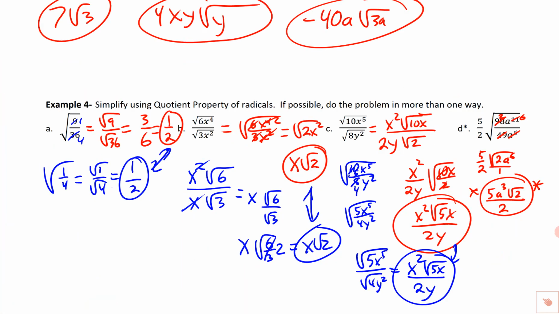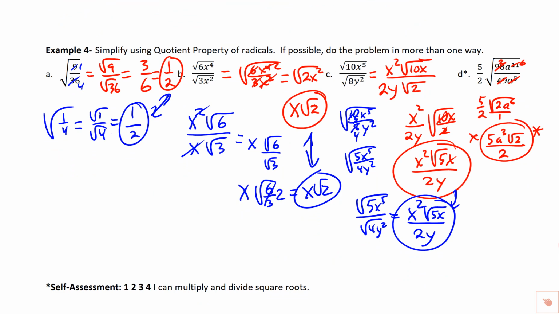These are really good problems to review and get used to. We've talked about these before, but again, excellent skills here. Go ahead and do the self-assessment, and then good luck on the assignment.